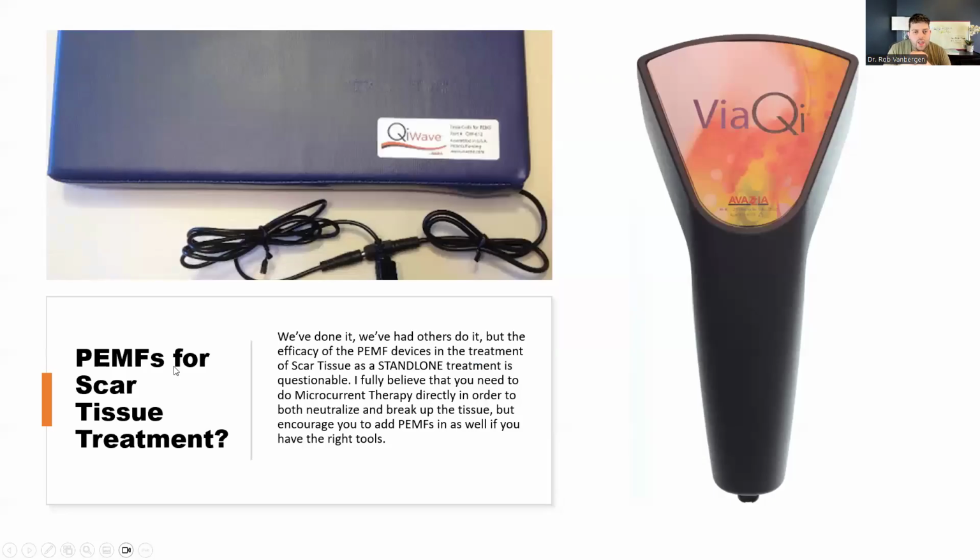So let's address the elephant in the room of PEMFs for scar tissue treatment. Our Viachi and our Chi Wave Pad are excellent tools to enable you to use passive regenerative capacities in a deeper level of the body. And they do work very gently, a little bit longer than microcurrent to get the results, but they're not really gonna work on scars, in my opinion. We've done it before.